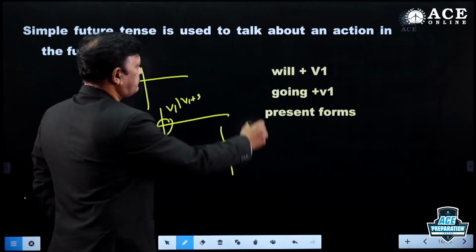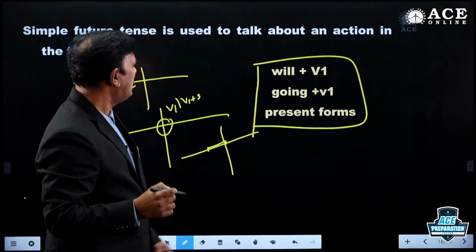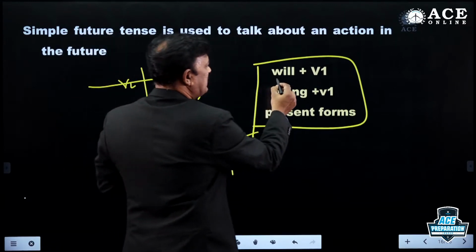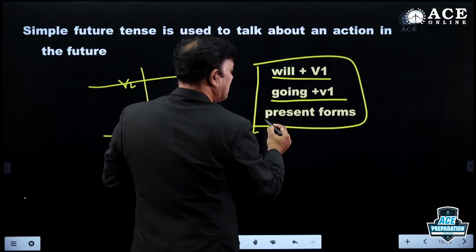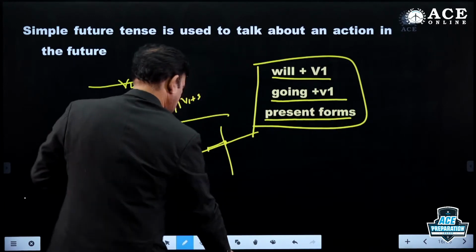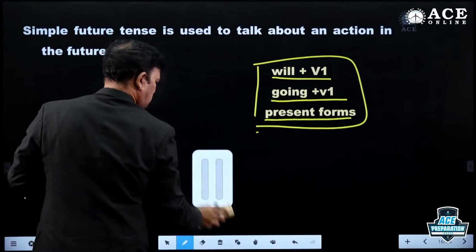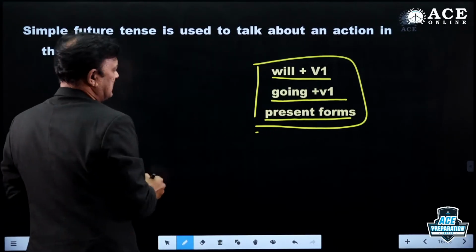Actually, this one. We went one slide ahead. This is simple future tense. I can express with this. I can express with this. I can express with this. Check this one out, guys. I'll give you 3 sentences. Which one is correct?